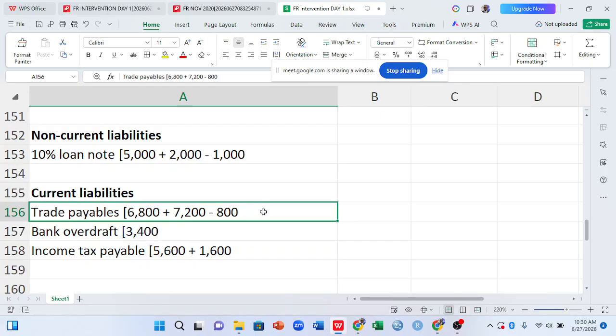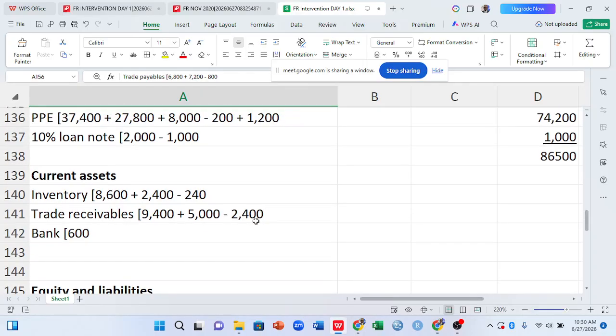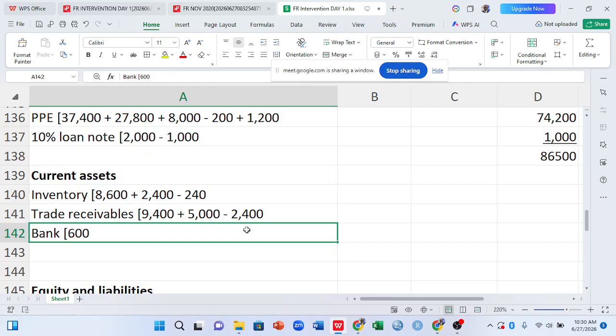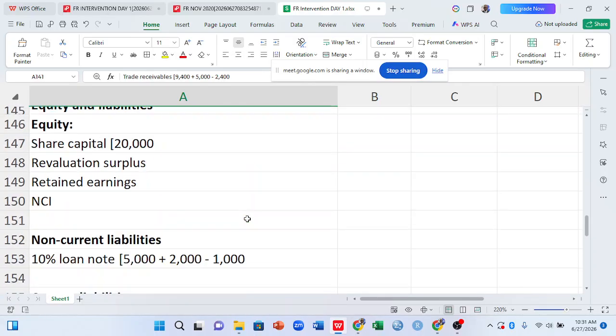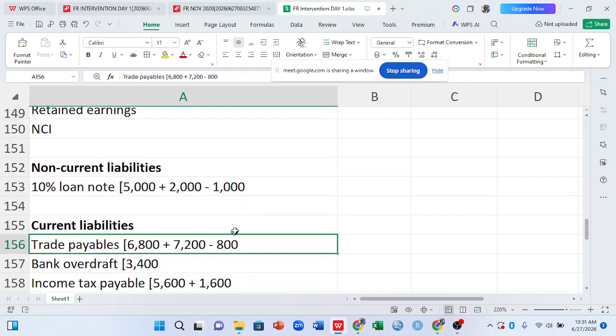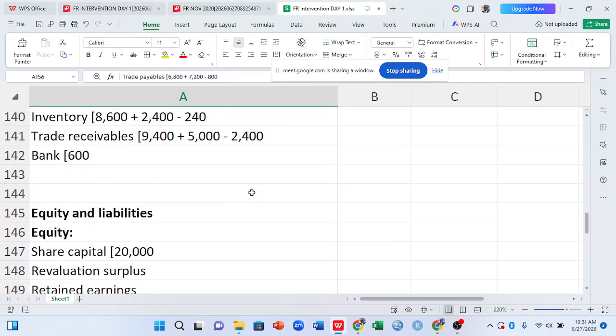So what's the difference? 800 and then 2,400. What will be the difference? 1,600. Right? So 1,600. But look at what we have here. We have 600 here. I said 1,600, 2,400 and 800. Yeah, okay, that will be 1,600.